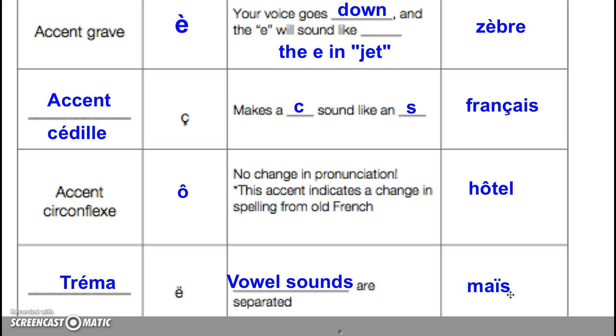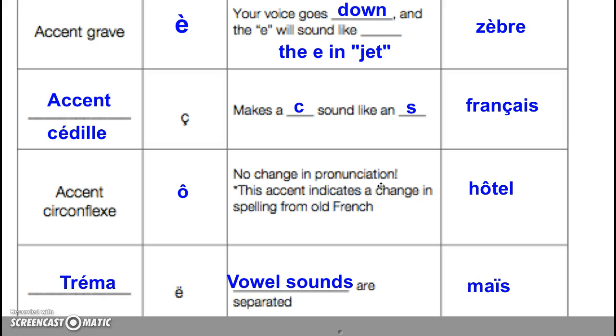Maïs. Another example of this is the word Noël, right? You may know someone named Noel, or you may have an idea that it actually is the French word for Christmas. And because of that, there is a tréma over the E, so it becomes N-O-E-L. Normally that word would just be pronounced Noel, but with our tréma in there, it's going to become Noël, or in this case, maïs, which is how we're going to pronounce that.